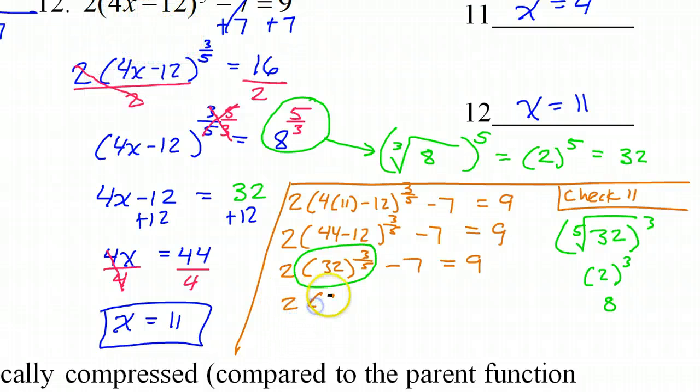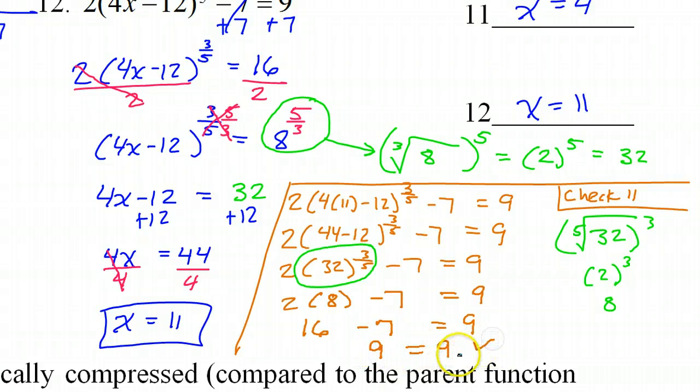So I have 2 times 8 minus 7 is equal to 9. So that's 16 minus 7 is equal to 9. Oh wait, no, yeah. And 16 minus 7, of course, is 9. So I've got 9 equals 9, so it checks out. So that's what we thought.